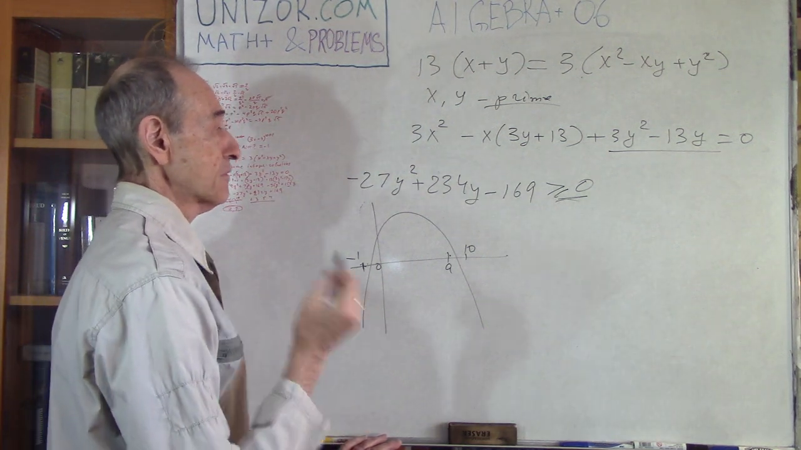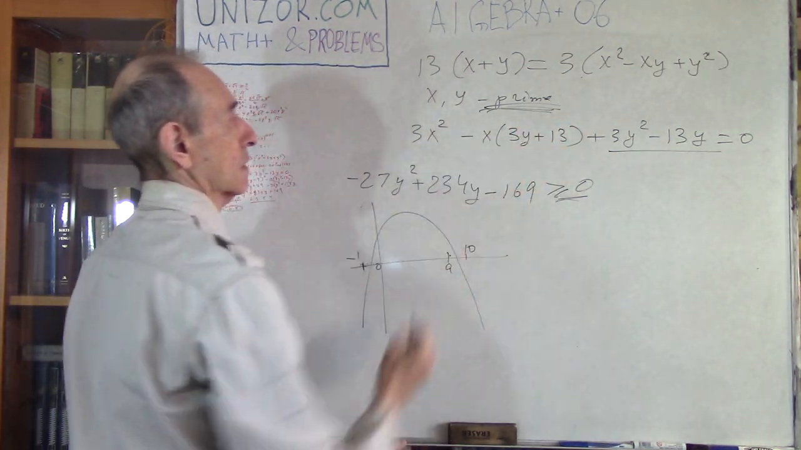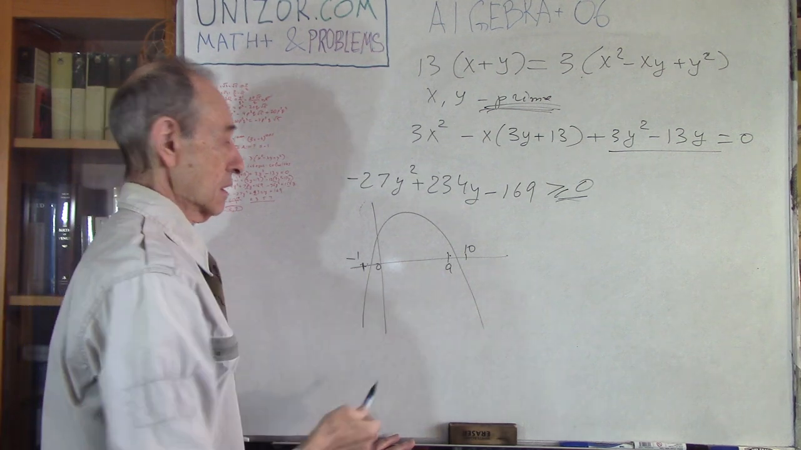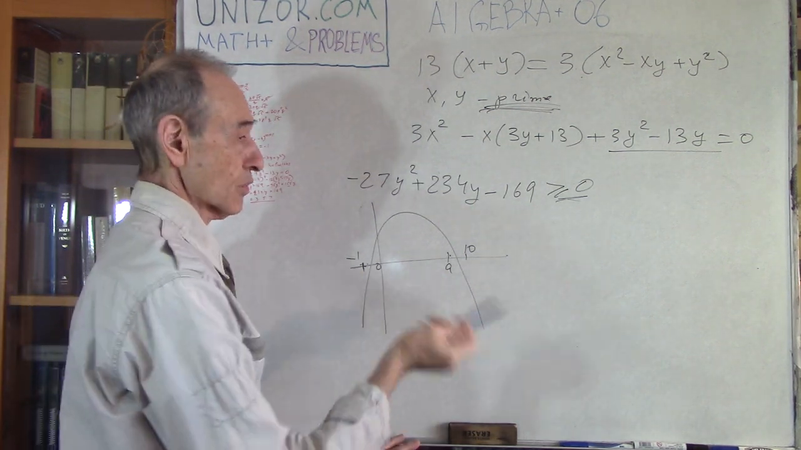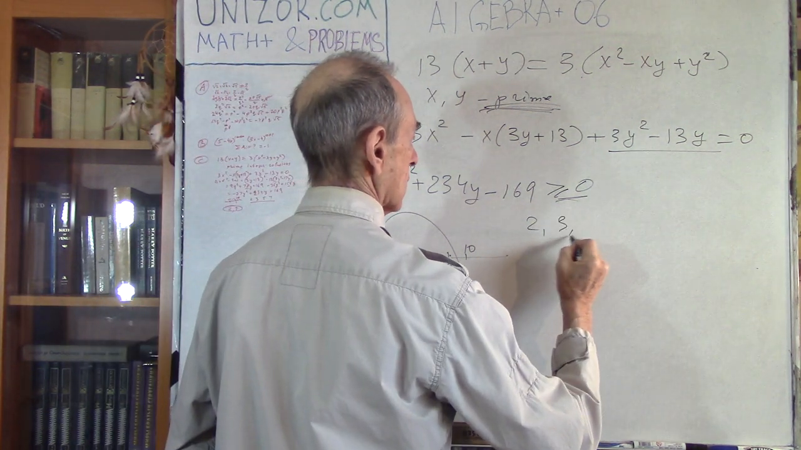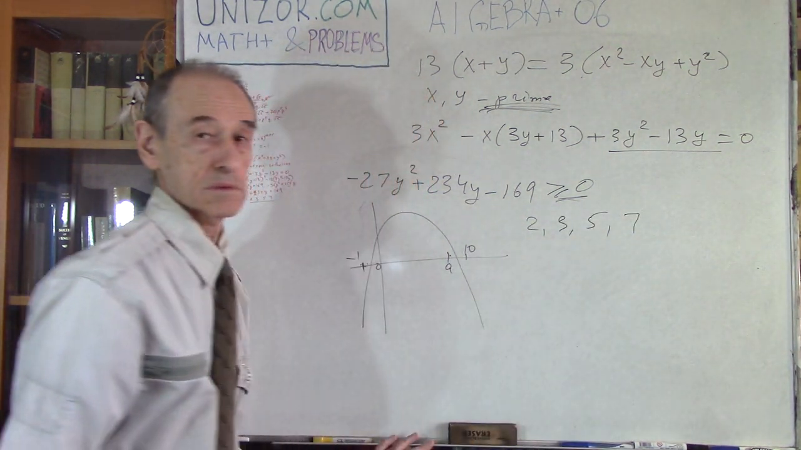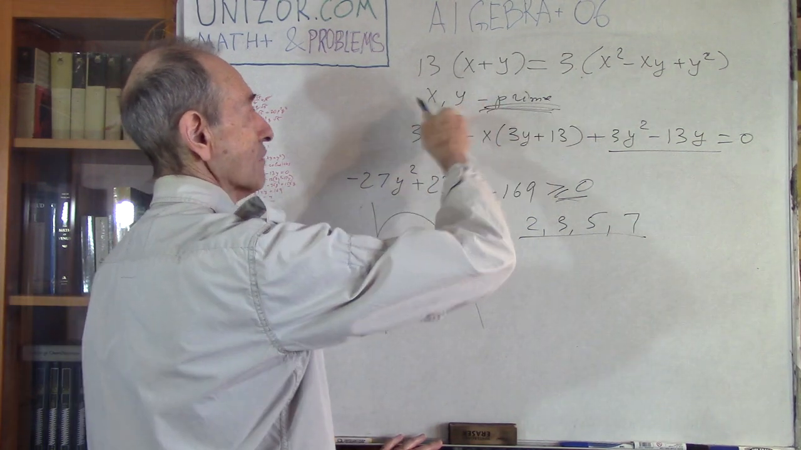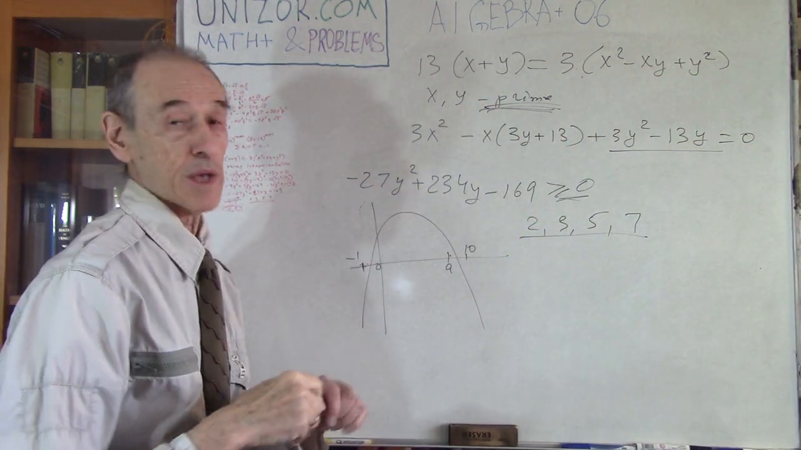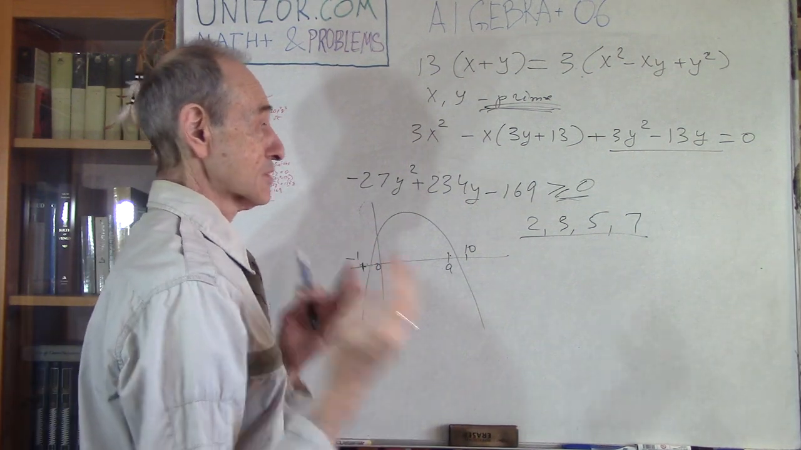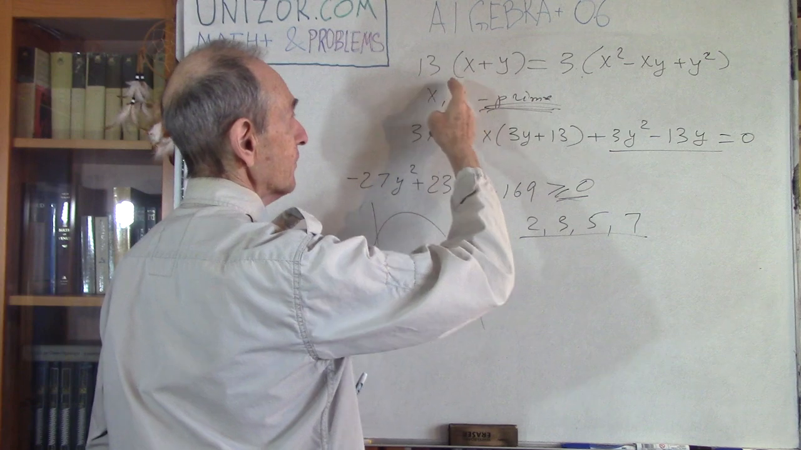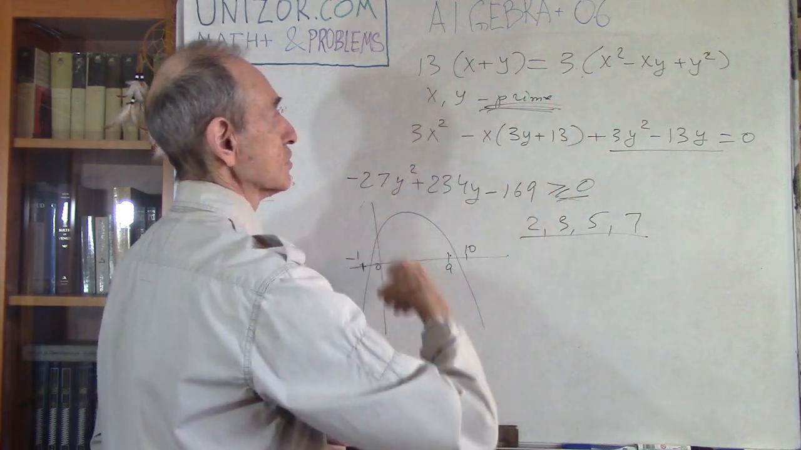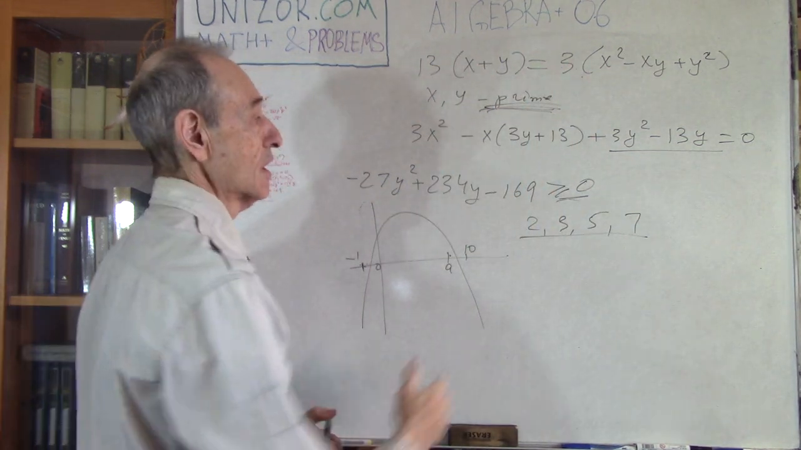Which means that if we are looking for prime y and x, well, in this case y, how many prime numbers are between minus 1 and 10? Well, minus 1 and 0 go out, so it's 2, 3, 5, 7. That's it. There are only four values of y which can be solutions of this equation if we are looking for solutions among prime numbers. Okay, great. You just do it very, very simply. You put in 2 and solve the equation for x if there is a prime number as a solution, or 3, or 5 or 7.